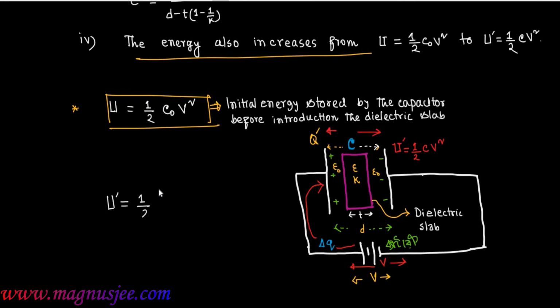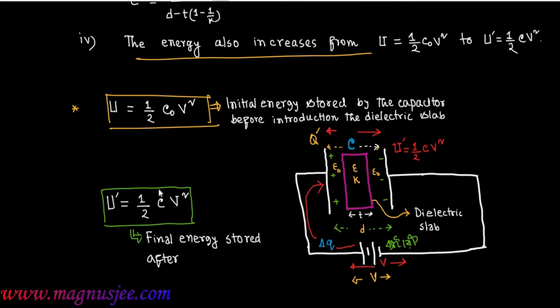And the energy increases to U prime, which is 1 by 2 C V squared. That is the final energy stored by the parallel plate capacitor with the dielectric slab, the final energy stored after the introduction of the dielectric slab.